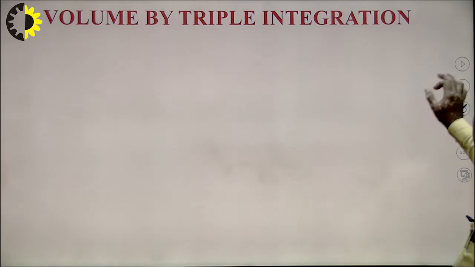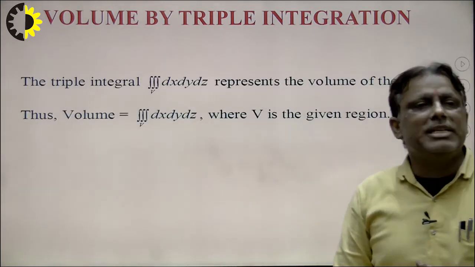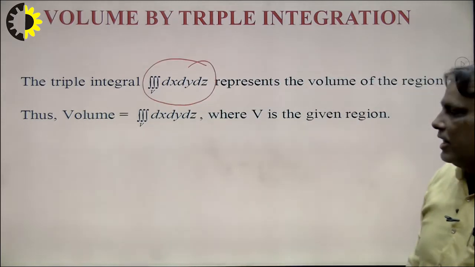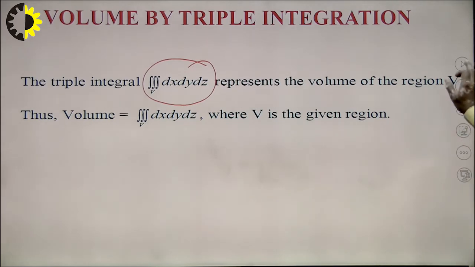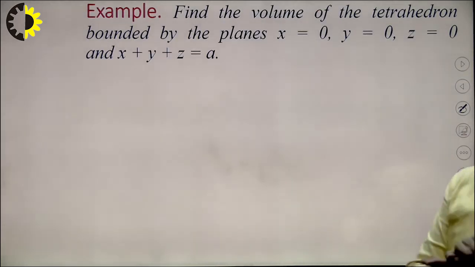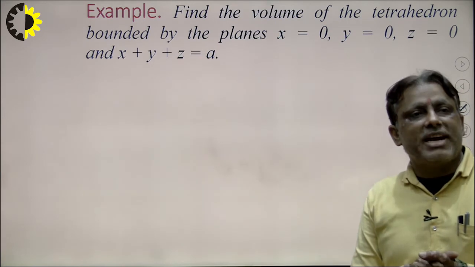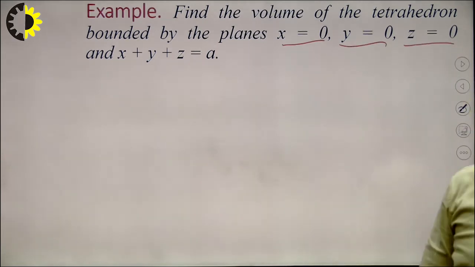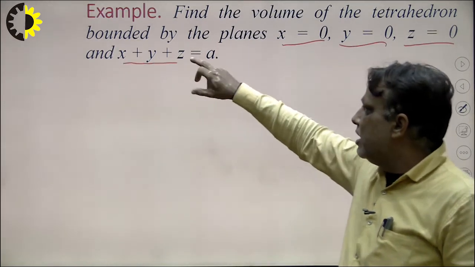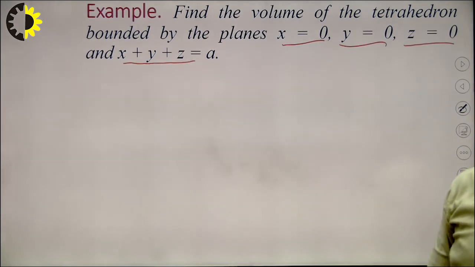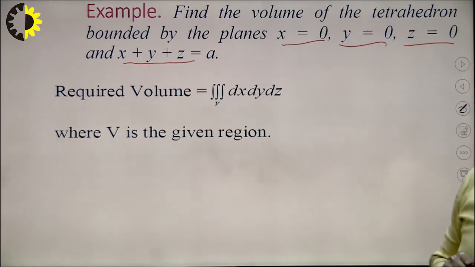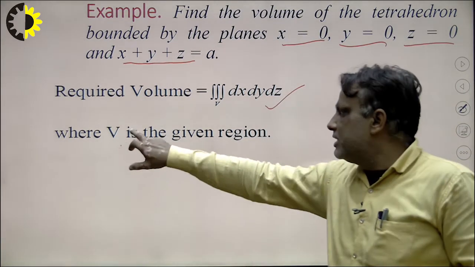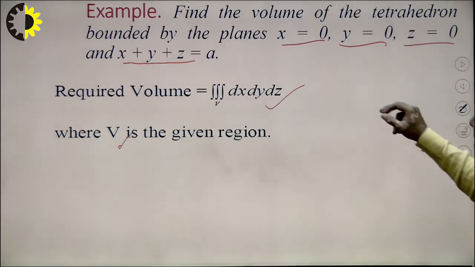In the previous lecture I explained how to get the volume by using the triple integration. This is the formula of volume by triple integration, and we can calculate the region V graphically. First of all, this is the first example: to find the volume of the tetrahedron bounded by the planes x is equal to 0, y is equal to 0 and z is equal to 0, and the plane x plus y plus z is equal to a. First of all draw the diagram of this function, and our aim is the required volume, the triple integral of dx dy dz, where V is the region generated by the given surface.